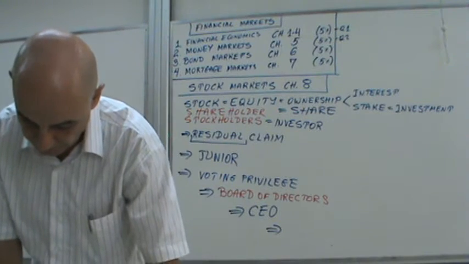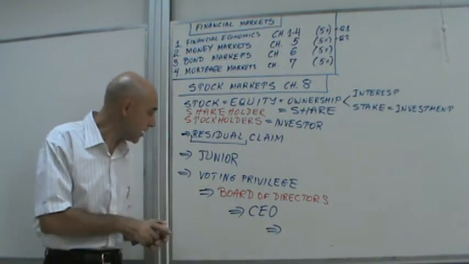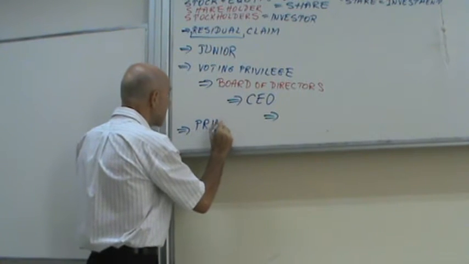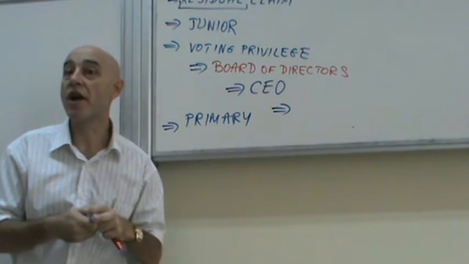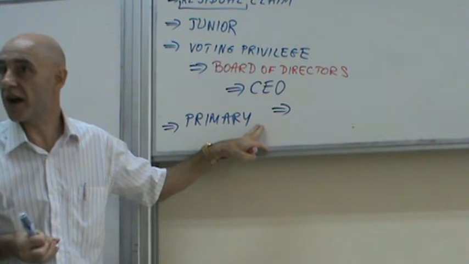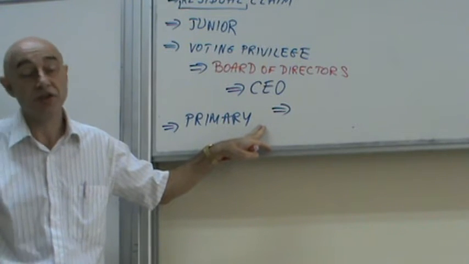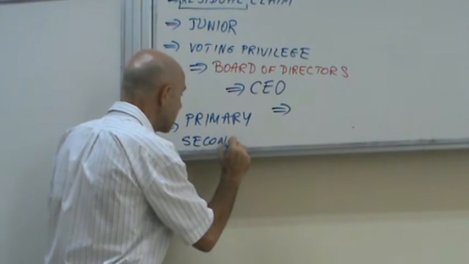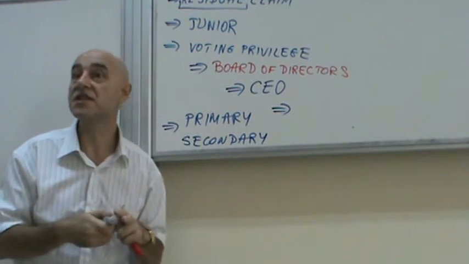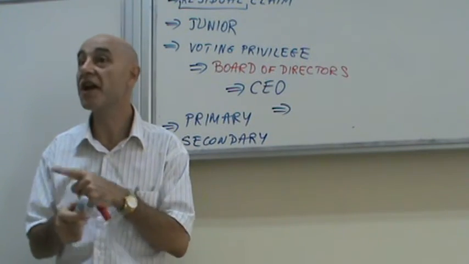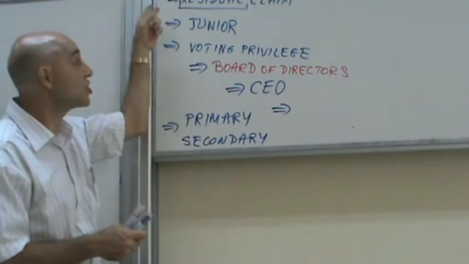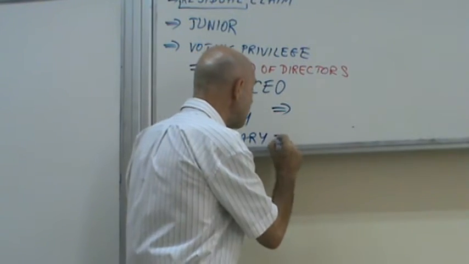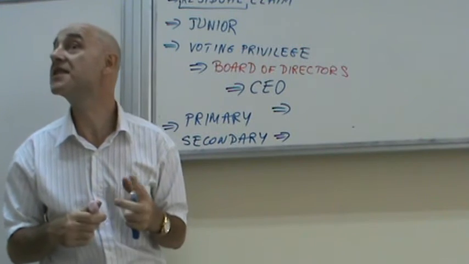Let's see what else. I already explained a little bit. The stock market could be primary, where stock is issued for the first time, and this is a very small market with just a few IPOs, just a few primary issues, and it could be secondary. This is the stock market where investors trade shares between themselves. We call them shareholders, who sell shares to each other. The secondary market has a very important function of price discovery.